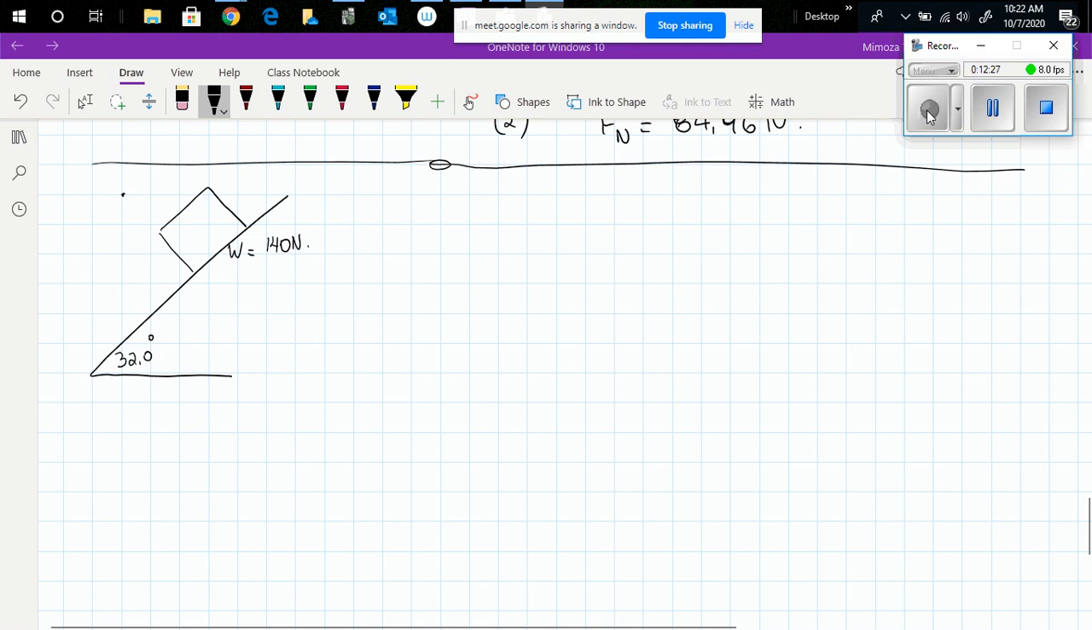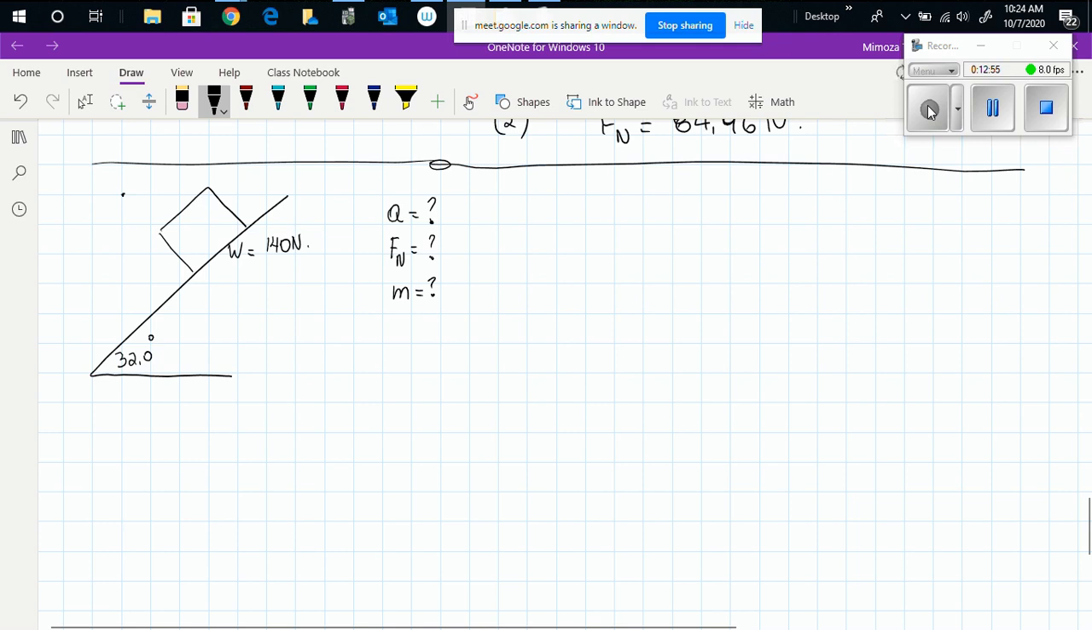Okay, so let's take a look now at a second situation. Now, the incline is the same thing, it's just kind of flipped. What we will find in this example, dealing again with a frictionless surface, is the magnitude of the acceleration, the magnitude of force normal, and the mass of the object.